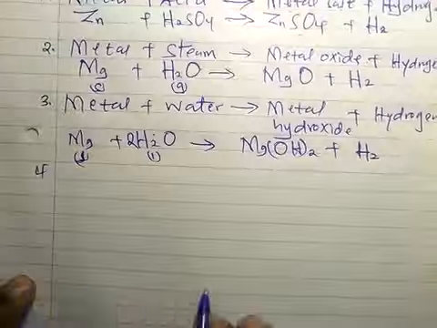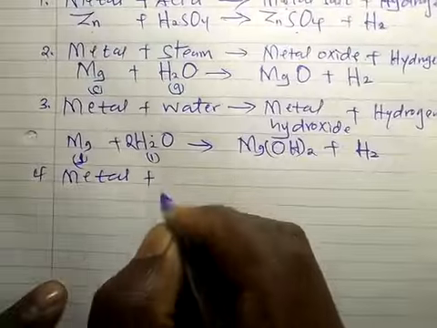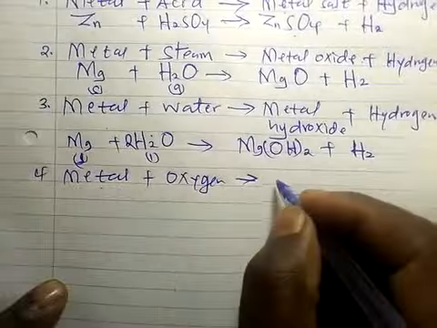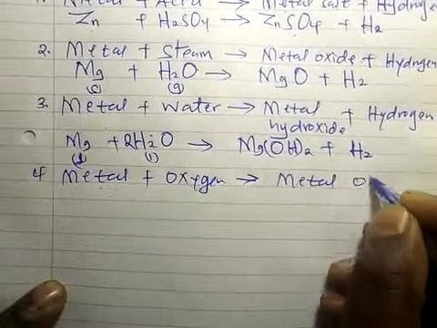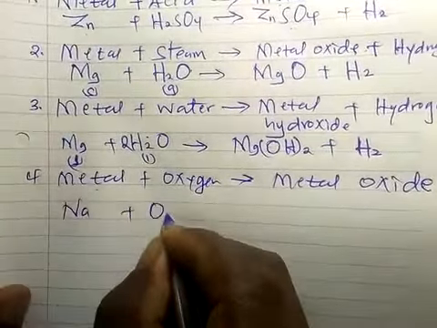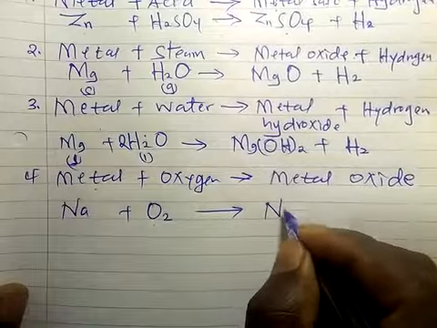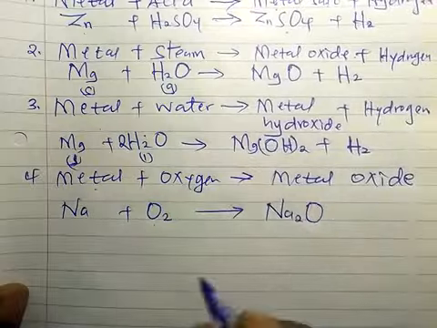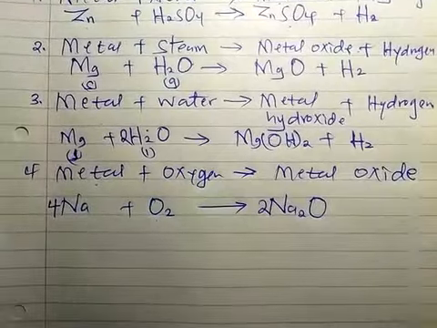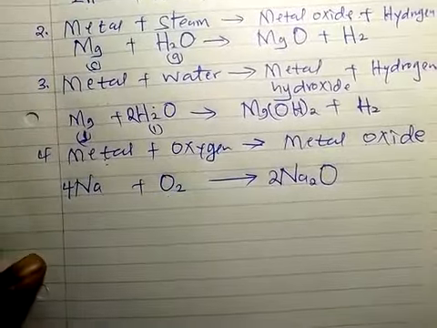Number 4, metal plus oxygen. A metal plus oxygen, we just get the metal oxide. For example, sodium plus oxygen. This one is a gas, this one is a solid. What does it form? It forms sodium oxide. Simple as that. So if you know that a metal plus oxygen gives you this, then you will not go wrong.